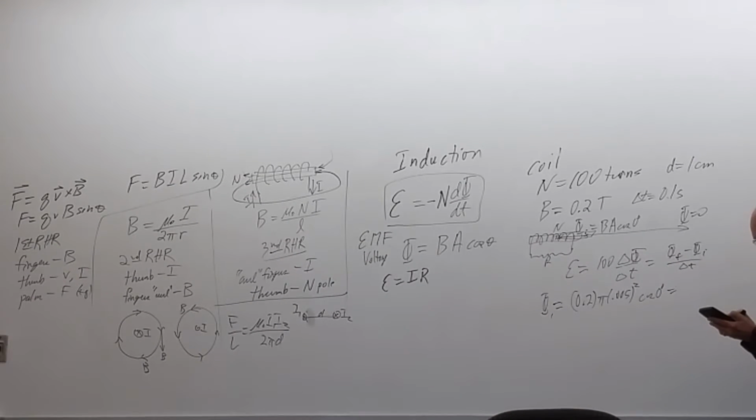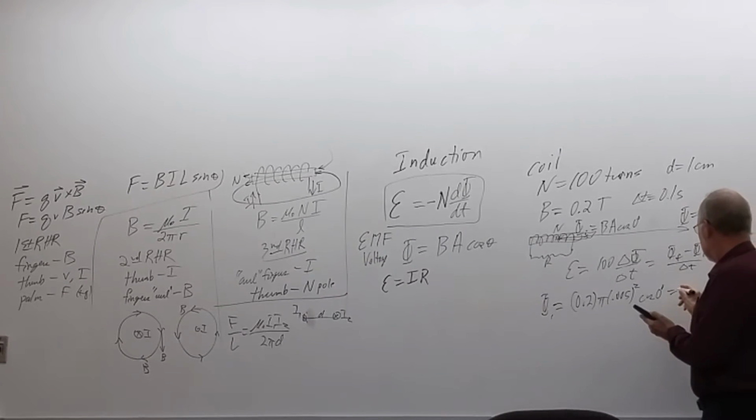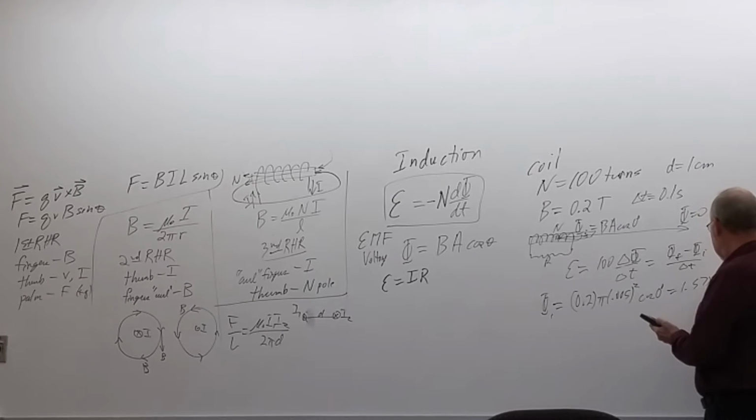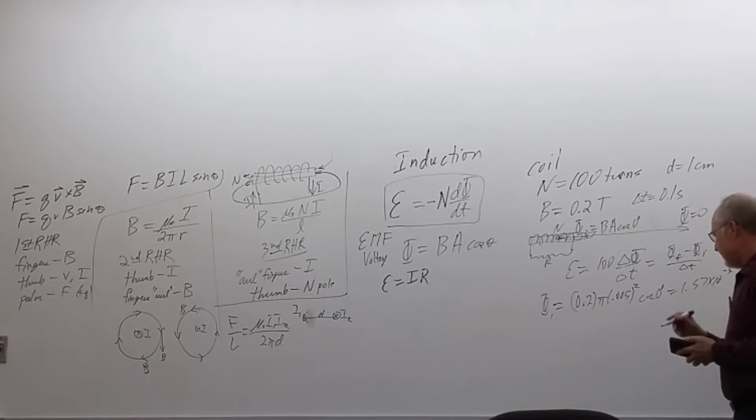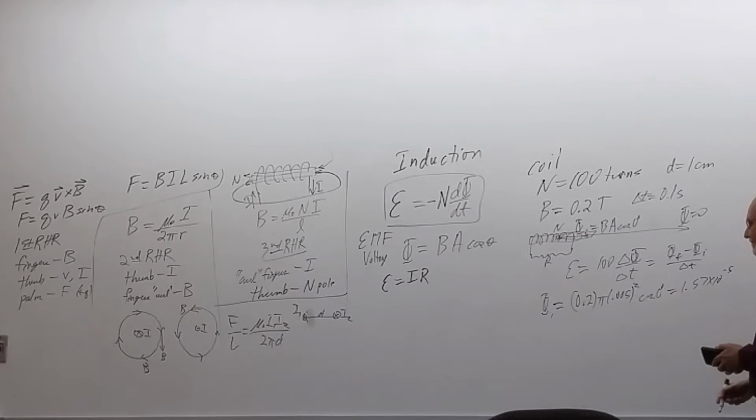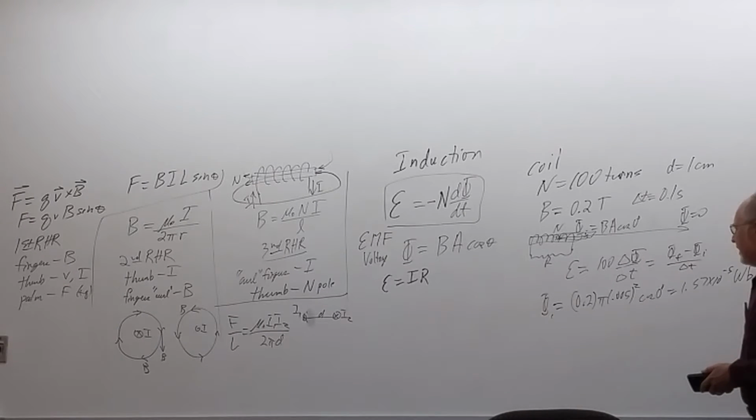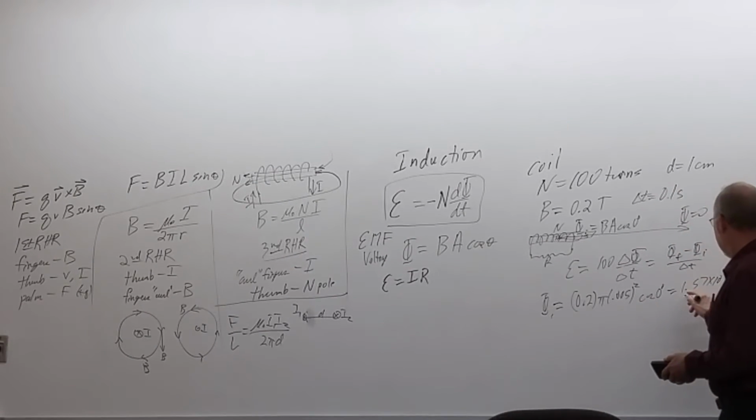So 0.2 times pi times 0.005 squared is now 1.57 times 10 to the negative 5. You may or may not ever need this unit. The unit on flux is called the Weber, W-B-E-R. That's the standard unit for magnetic flux. So it'd be that amount.